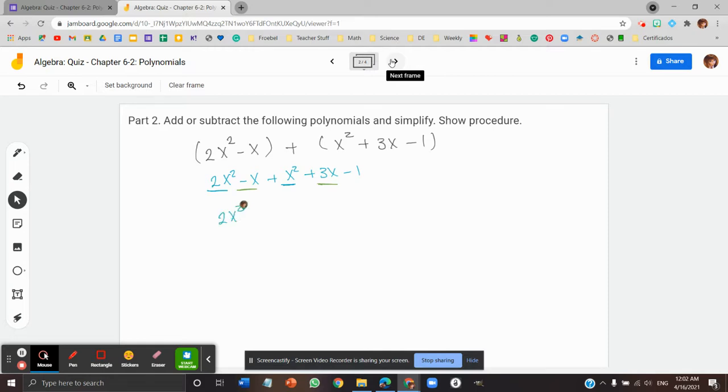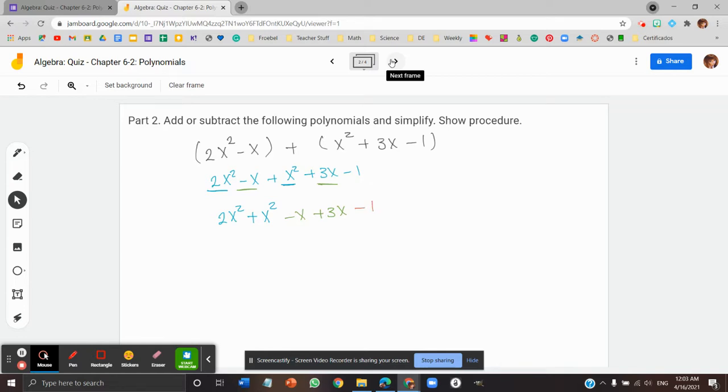2x to the second plus x. I used to call it square, right? We also call it square. Minus x plus 3x. Now I don't have any other constant, so I'm just going to leave the negative 1.